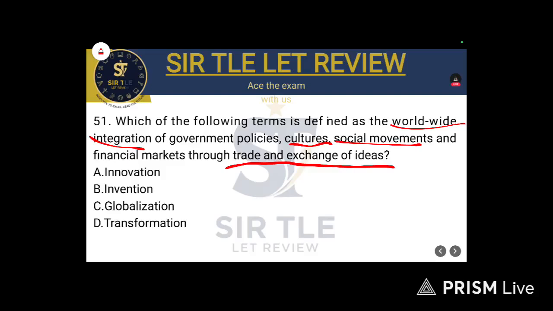Innovation is wrong. Innovation is when there is a new idea, new ways to become better at something. That is innovation. Invention is the creation of a new system or new thing. For example, the telephone. That is the invention. What is your answer between letter C and letter D?